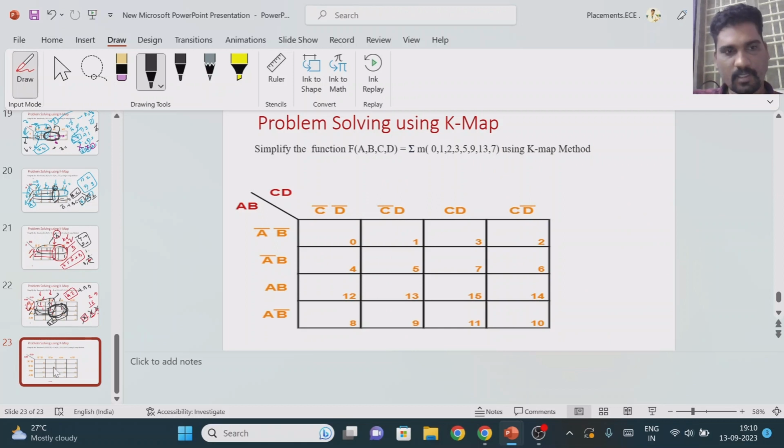Now we'll try to solve some more problems so that you will understand the K-map easily. What we are trying to learn here is, we started from the basics and are going to solve complex problems step by step. So in the next class we'll try to solve more complex problems. Thank you guys.